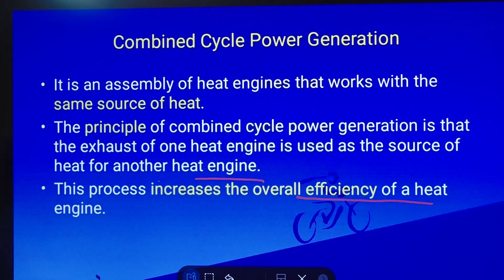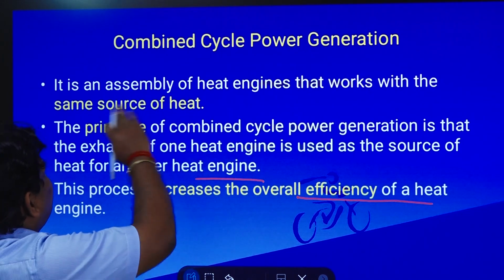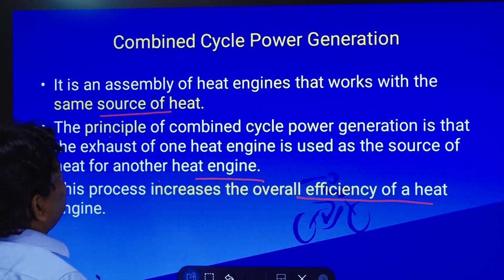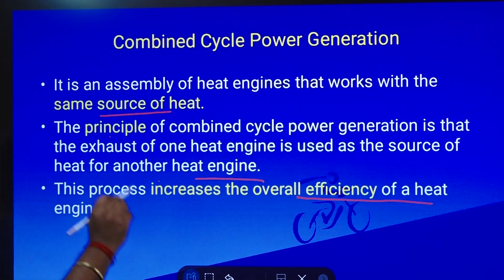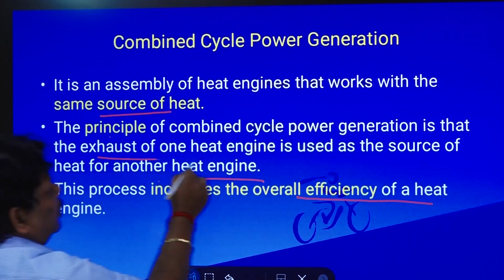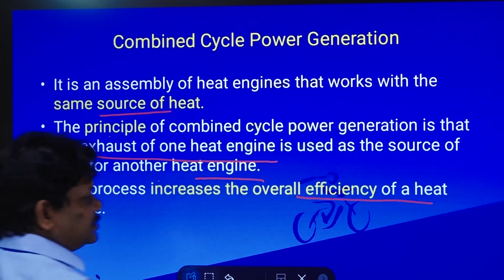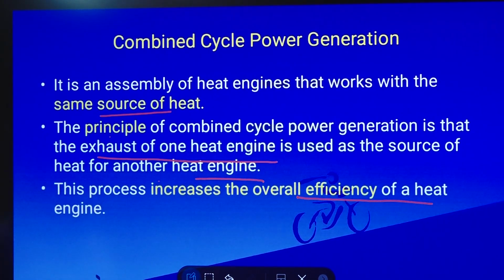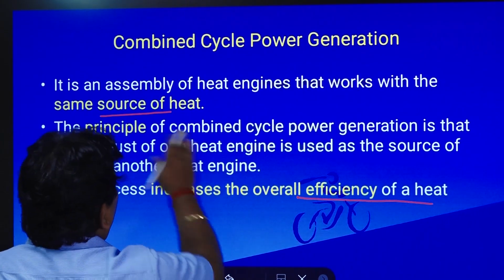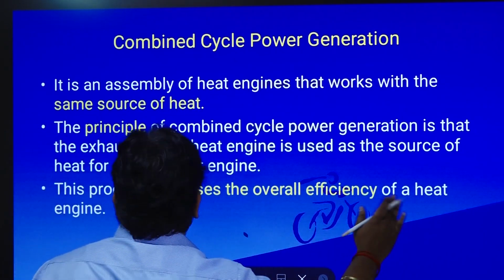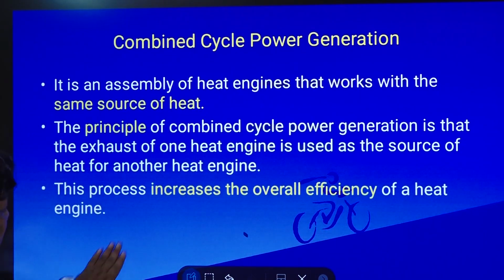Next is combined cycle power generation. It is an assembly of heat engines that work with the same source of heat. The principle of combined power generation is that the exhaust of one heat engine is used as the source for the other. This process increases the overall efficiency of a heat engine.